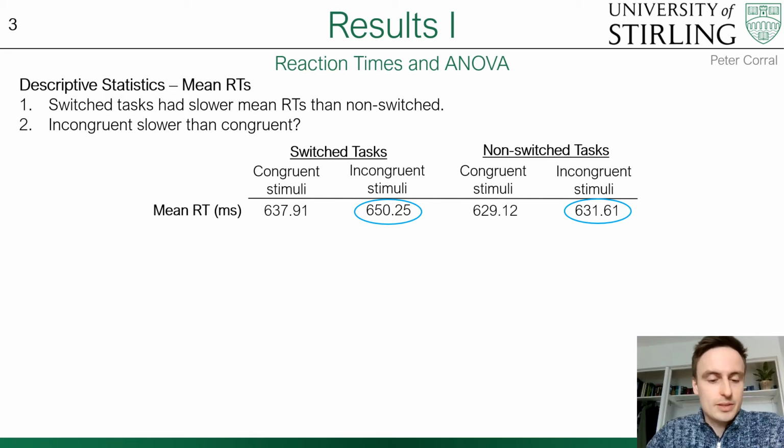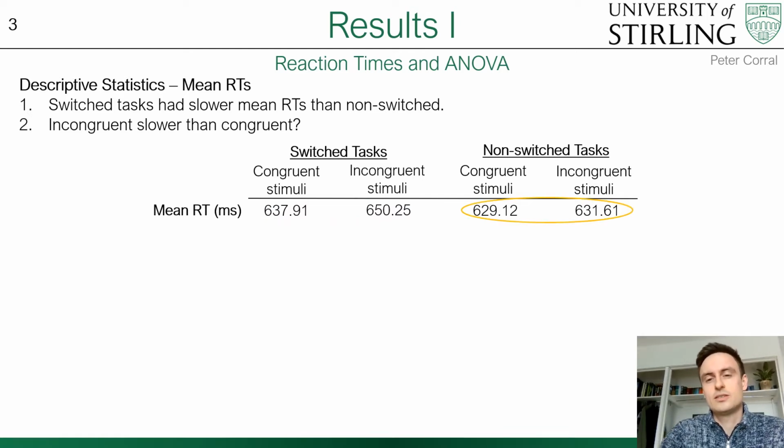And also that stimuli incongruency appeared to increase reaction time, particularly when tasks were switched. So by that we mean when tasks were switched, these two means circled in green, you can see that the incongruent task has a higher reaction time, a longer reaction time than the congruent task. And likewise for these two means for the non-switch tasks, except they're quite a bit closer.